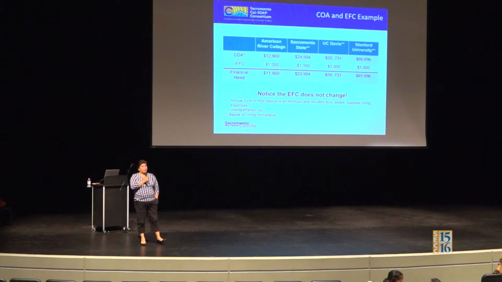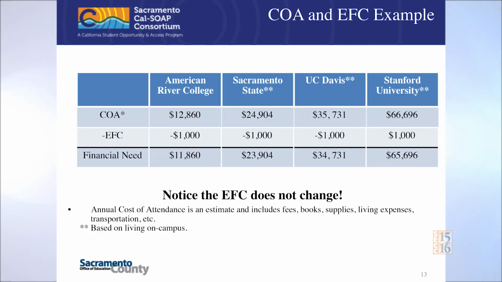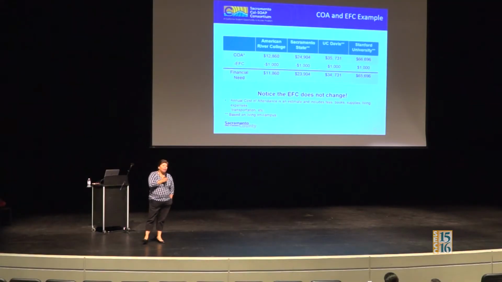$11,800. Sac State, if the same student decided or wanted to go to Sacramento State, it's over 24, the EFC is 1,000. How much money are they going to get for Sac State? 23. You guys get it, right? What is important for the students here to understand, the EFC does not change. The EFC does not change regardless of the college or university your student is attending. So if a student or a family has a 0 EFC, does it matter where the student ultimately attends?